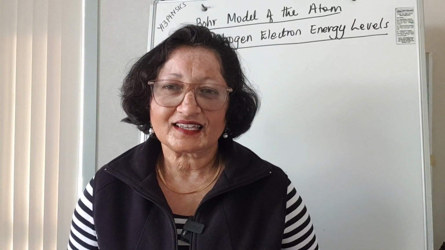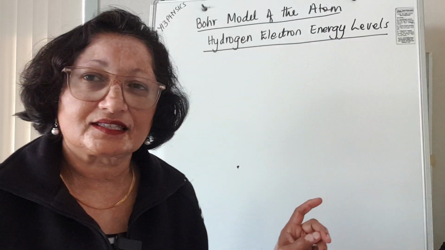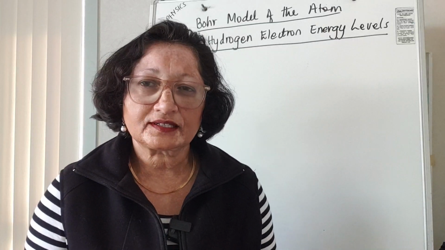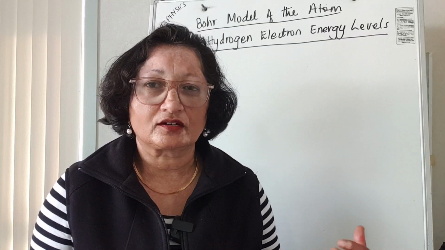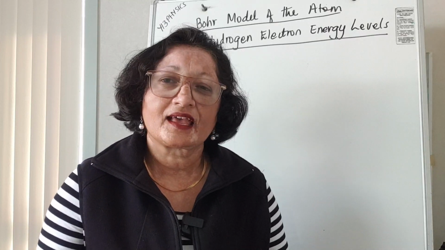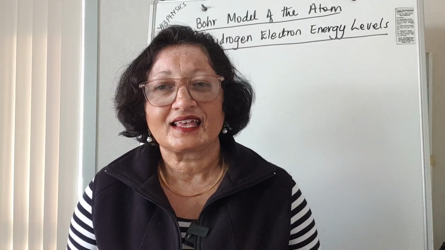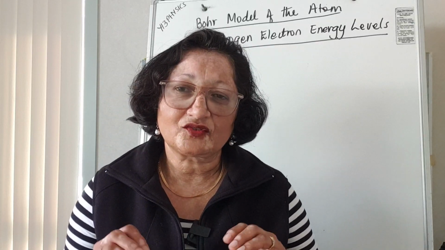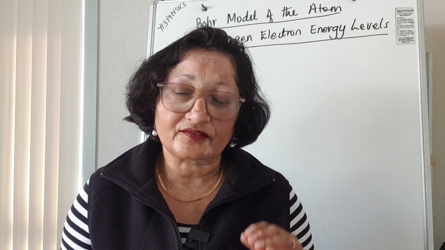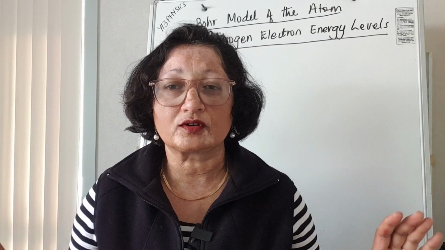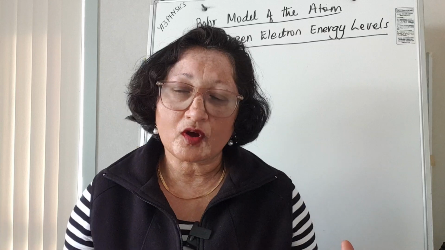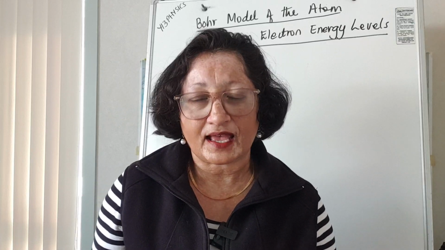This is for year 13 physics, modern physics, and this is the Bohr model of the atom, to explain the hydrogen electron energy levels. The reason why Bohr came up with this model is following on from the spectral lines that scientists saw. We saw in our last lesson that when you look at white light through a diffraction grating, you see the whole continuous spectrum with blue on one side and red on the other side.